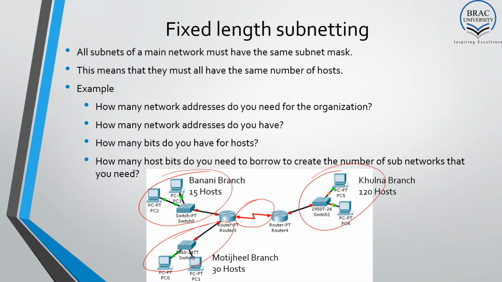We have in Borani branch 15 hosts. Then in Motijil branch we have 30 hosts, and on Khulna we have 120 hosts. All right. So these are the hosts we have. This is the requirements. And WAN.